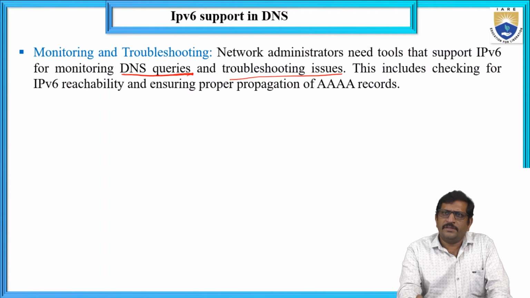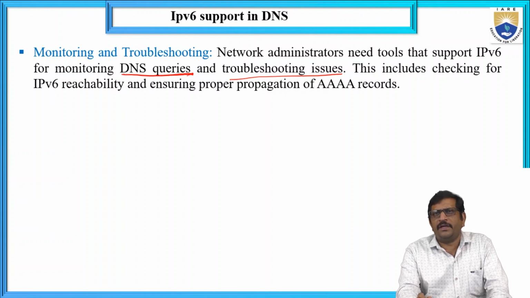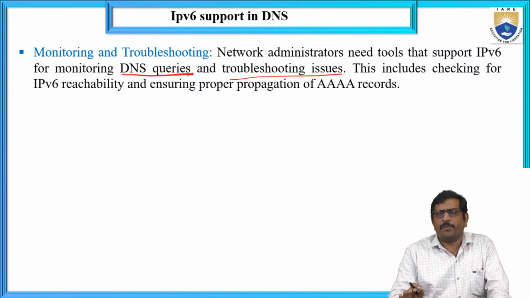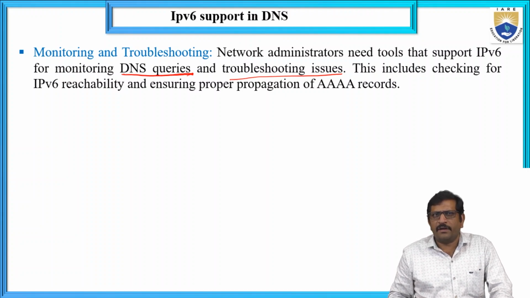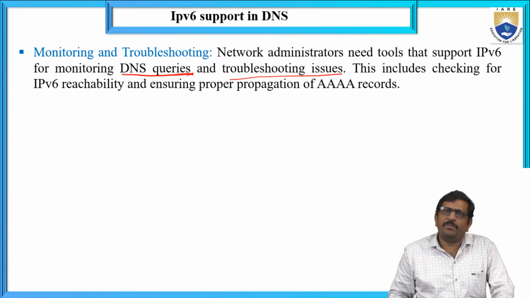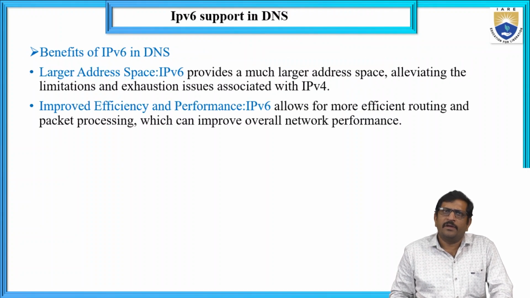That means this includes checking for IPv6 reachability and ensuring the proper propagation of the quad A records. The propagation of the quad A records should be monitored, and then the troubleshooting.